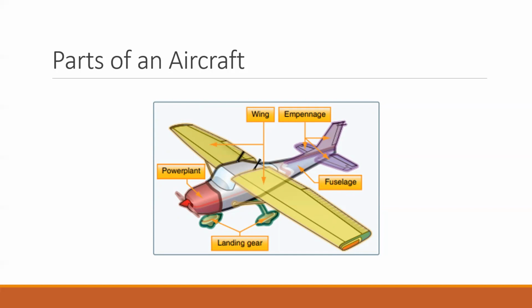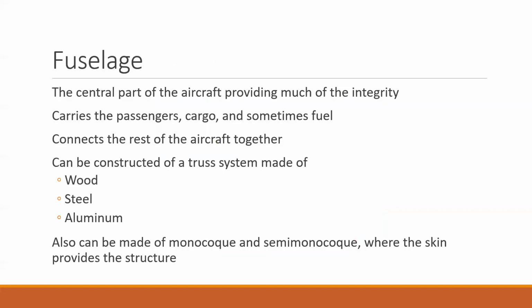So there's a lot of sections to an aircraft, and we're going to talk through each part individually and go through what it includes and how it works. So we'll start with the fuselage.